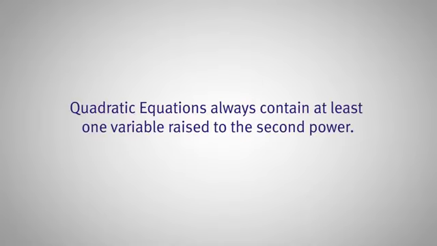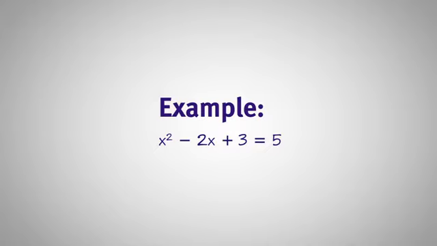Now that we've talked about linear equations, or equations in which there are no variables with exponents, we're going to move on to quadratic equations. Quadratic equations always contain at least one variable raised to the second power. For example, x squared minus 2x plus 3 equals 5.